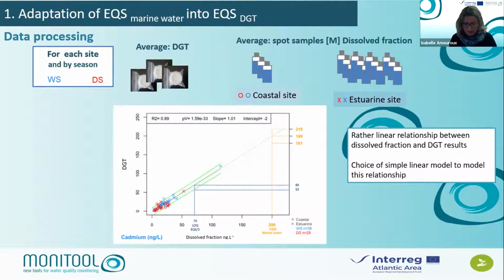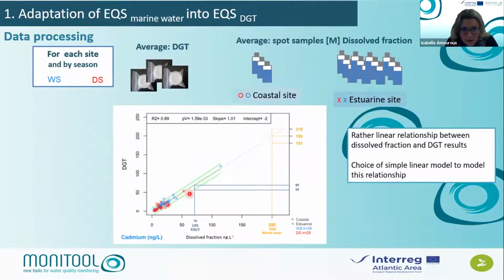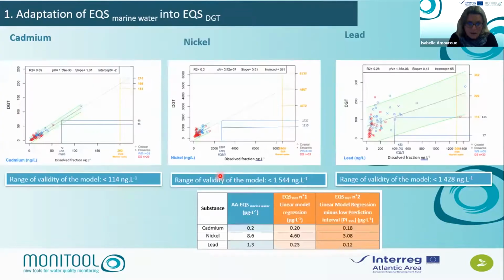95% of the DGT result will be between these two lines. The green area, maybe I can show you here, the green area here corresponds to the range of validity of the model. So this process has been run for cadmium, nickel, and lead. You can see on these graphs the results.